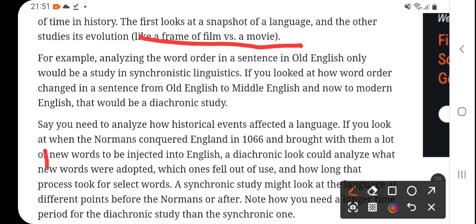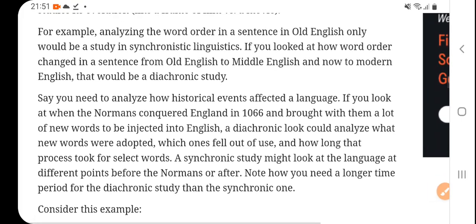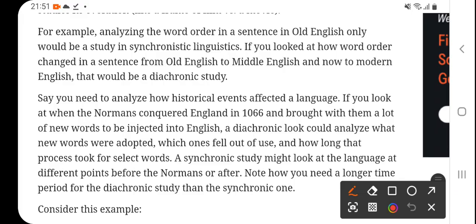Now for example, analyzing the word order in a sentence in Old English only would be the study of synchronic linguistics. Suppose you study Old English and analyze the word order at the time, what word order was followed. That's the study of synchronic linguistics.